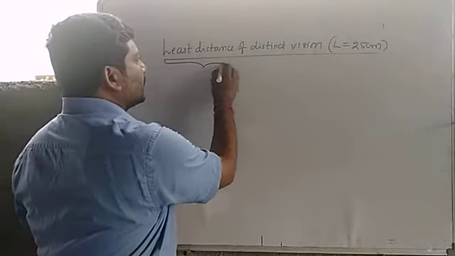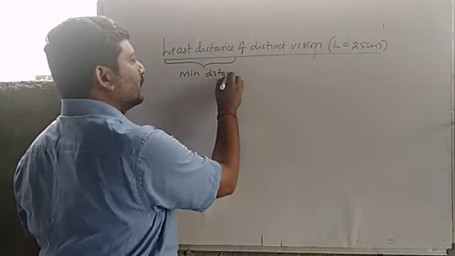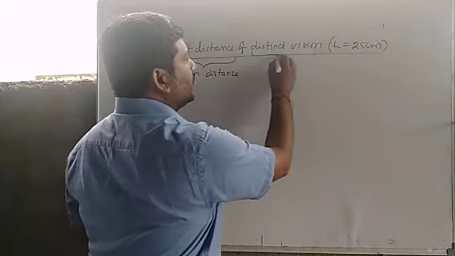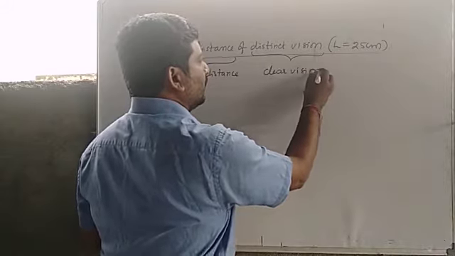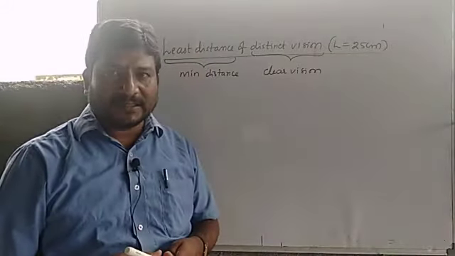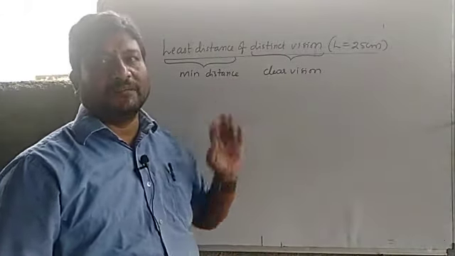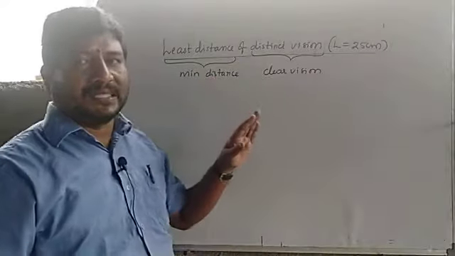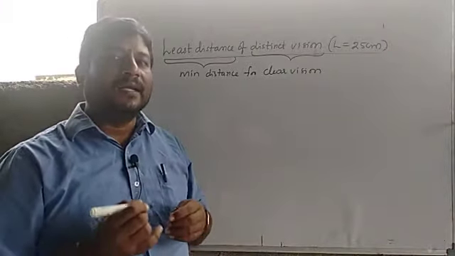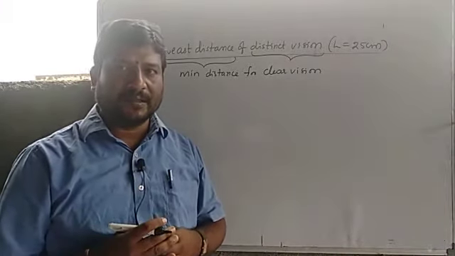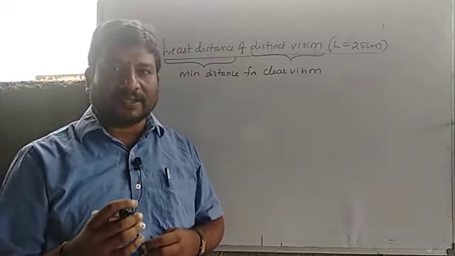The meaning of least distance is minimum distance. Distinct vision means clear vision. That means minimum distance for clear vision is called least distance of distinct vision.